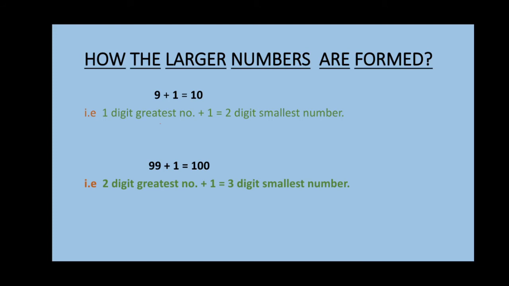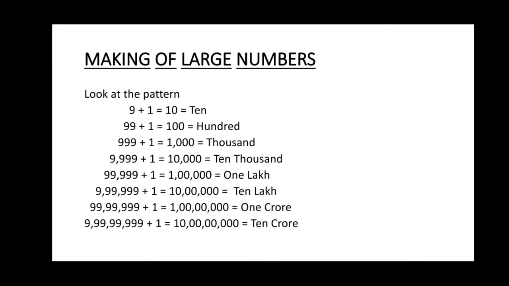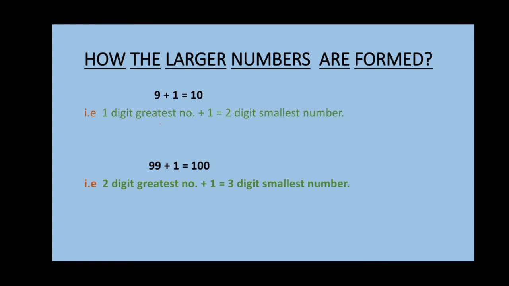Let us understand this pattern more properly, how the large numbers are formed. You can see that we are adding 9 with 1 and we have got 10. So here 9 is what? 9 is the 1-digit greatest number. When it is added with 1, we have got the 2-digit smallest number, that was 10. Now you can see the second pattern, that is 99. It is the 2-digit greatest number, and when we add 1 to it, we get 100. So that 100 is the 3-digit smallest number. Likewise we will understand the further patterns.